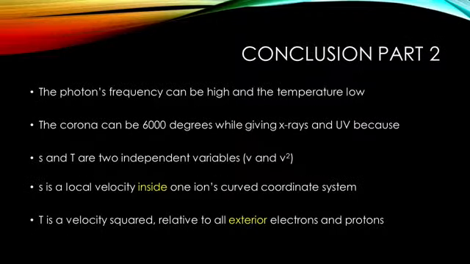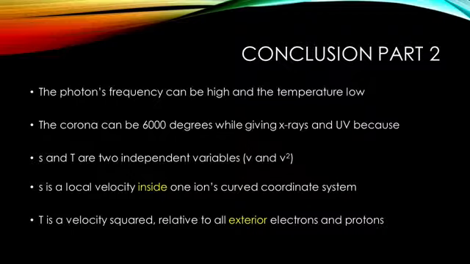And finally, in conclusion, we're almost done here. The photon's frequency can be a high frequency, even if the temperature is low, because there's two factors. For example, the corona of the sun might be only 6,000 degrees, while giving off X-rays and ultraviolet. So it appears to be much hotter. It appears to be 2 million degrees, but maybe it's only 6,000 like the rest of the sun.